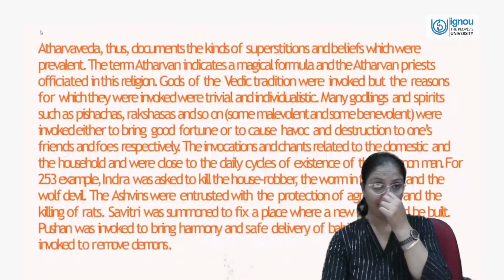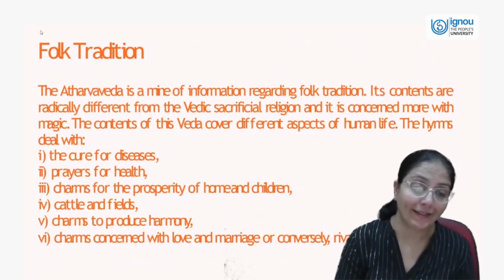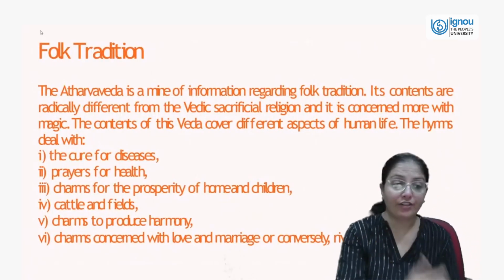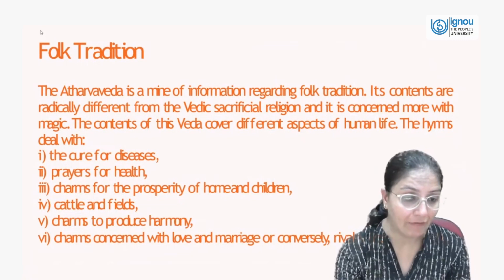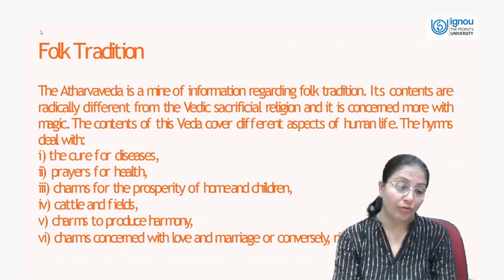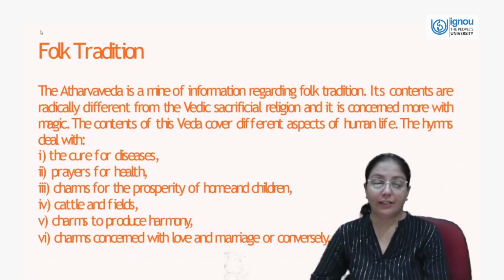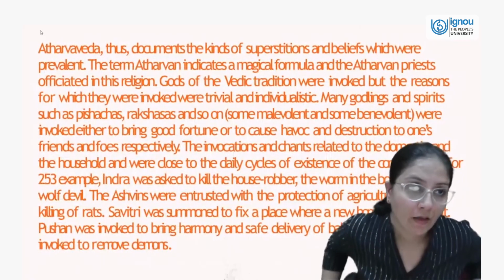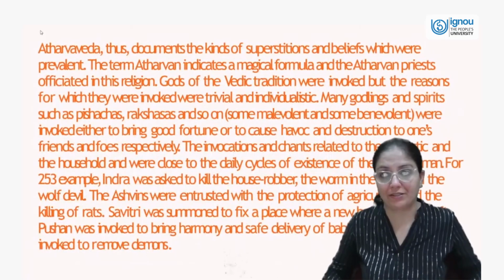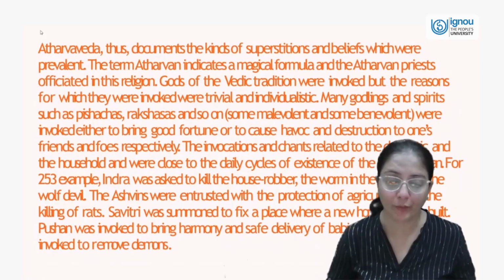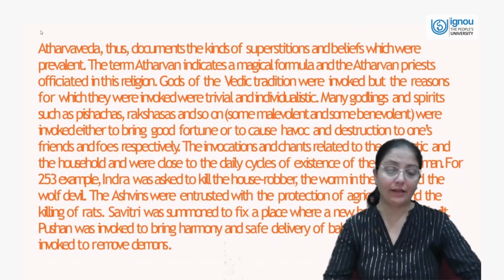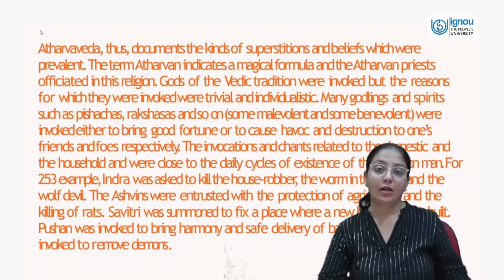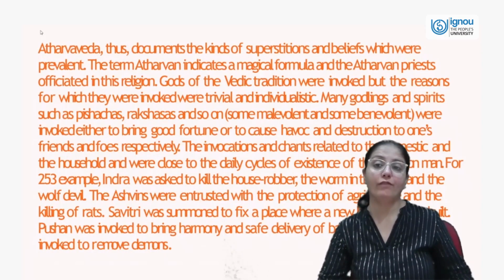You can see the picture of the later Vedic period. Folk tradition. What is there in folk tradition? Like the cure of diseases, the prayers for health, the charms for the prosperity of home and children, cattle and fields, and to produce harmony. Charms connected with love and marriage. The Atharvaveda thus documents the kind of superstitions and beliefs. There were so many superstitions, just like the tabij which they tie on their wrist. They use that tabij for a magical formula.